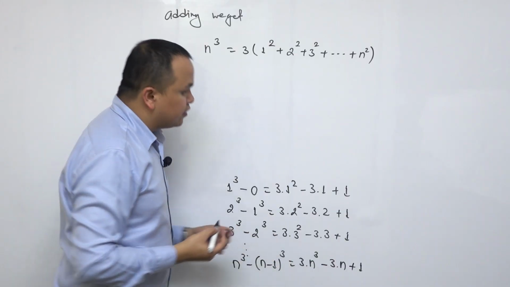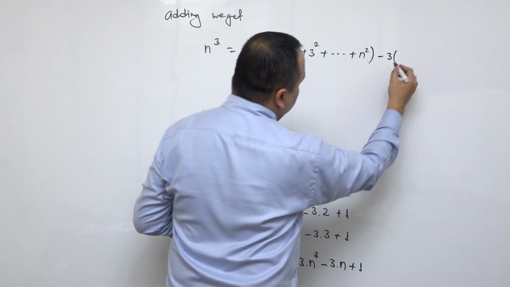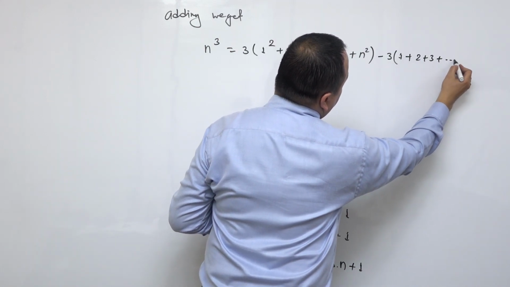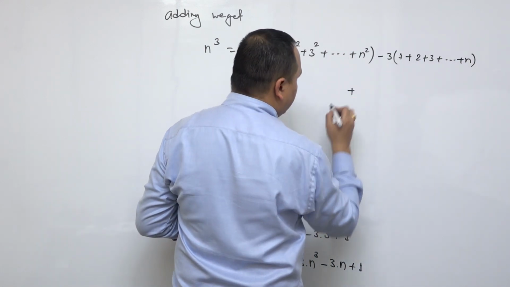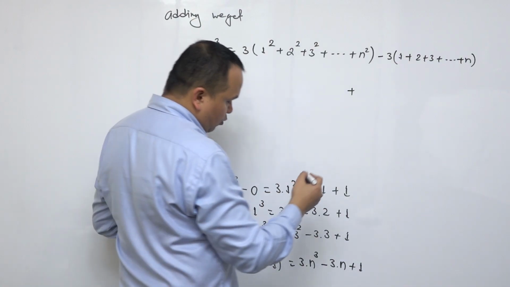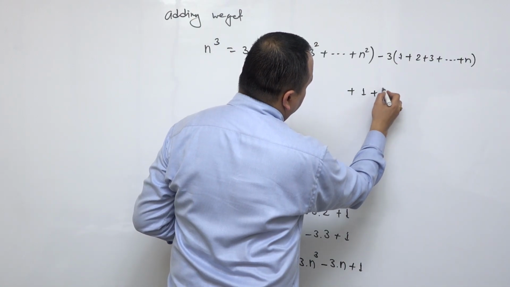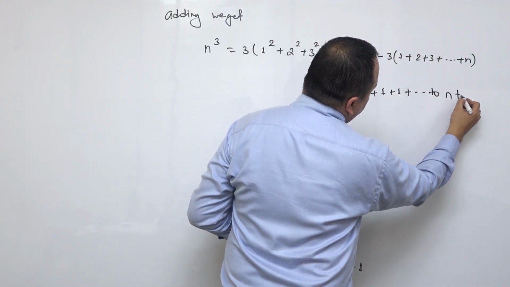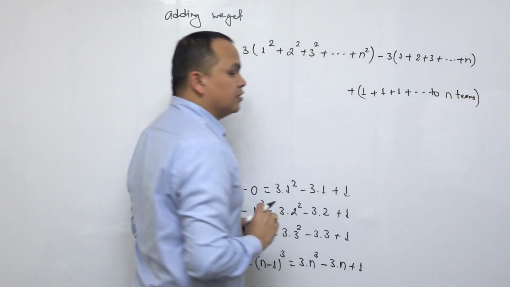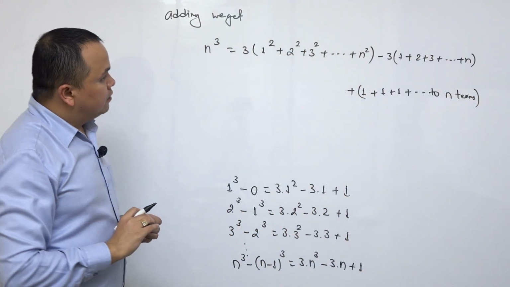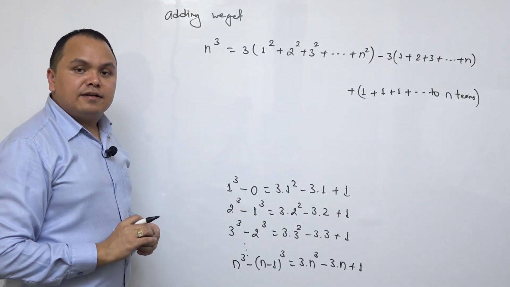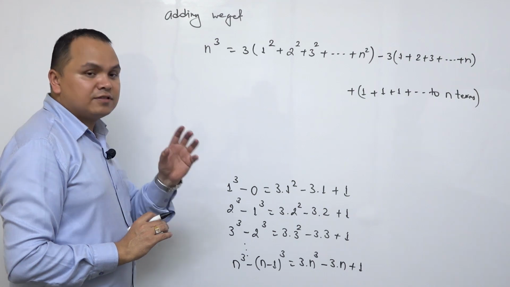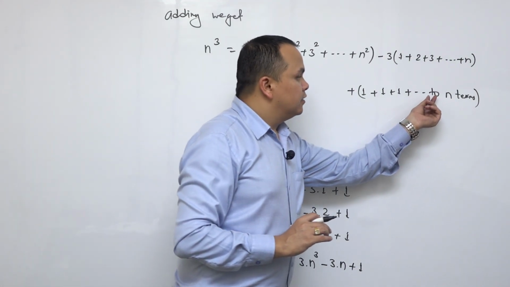Similarly, the minus 3 is again common. The 1 plus 2 plus 3 plus up to n, plus 1 plus 1 plus 1 up to n terms. Because we need the sum of the squares of the first n natural numbers, we need to find the sum of the first n natural numbers. So we take 2n terms.